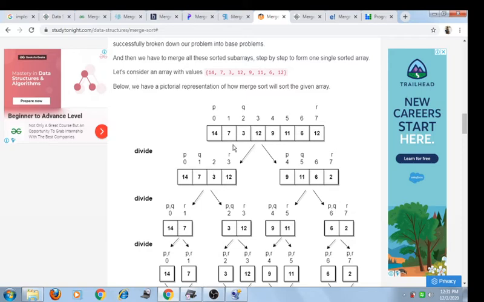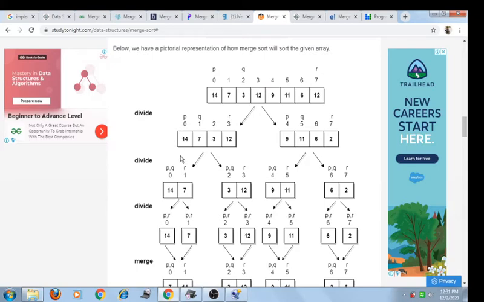So we can divide this array into two parts. Indices 0, 1, 2, 3 are in one sublist and 4, 5, 6, 7 are in the other sublist. So 14, 7, 3 and 12 is one sublist, and 9, 11, 6 and 2 is the other sublist. Now apply the divide rule again to the first sublist.